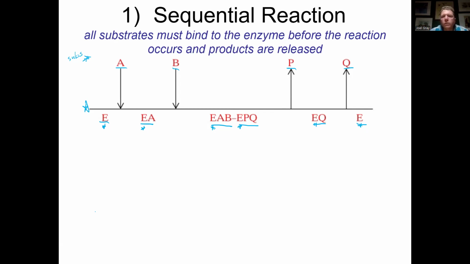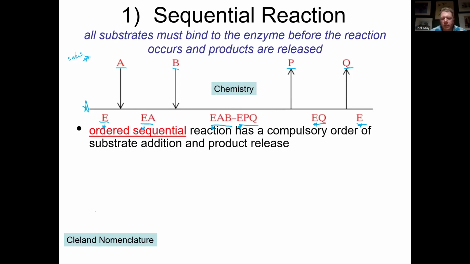Now, this is an ordered sequential reaction. A must bind before B, P is released, and then Q. In an enzyme that follows this sort of mechanism, B will never bind and then A bind. It will always be A binds, then B binds. Now, these letters, E, A, B, P, Q, and so on, this is what's known as the Cleland nomenclature. Okay. Like I said, that's an ordered sequential reaction.